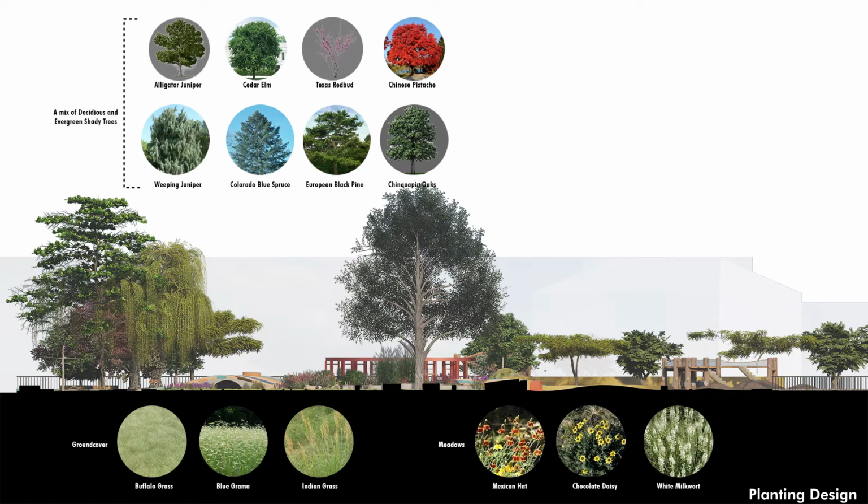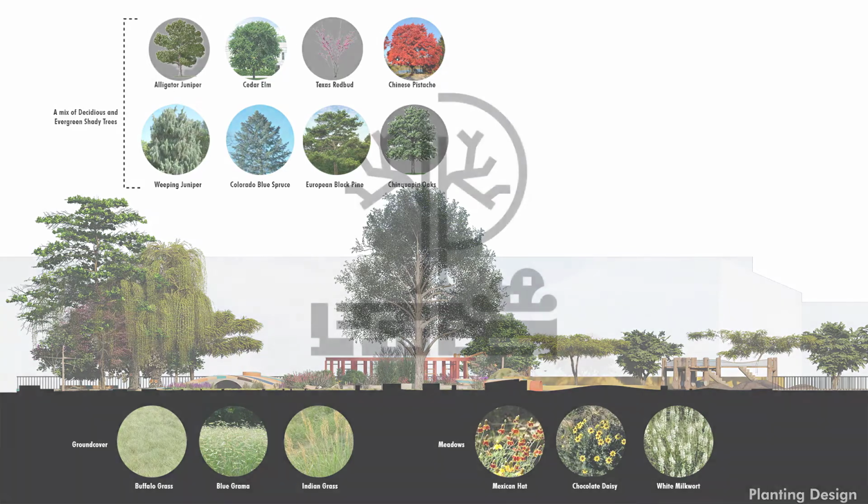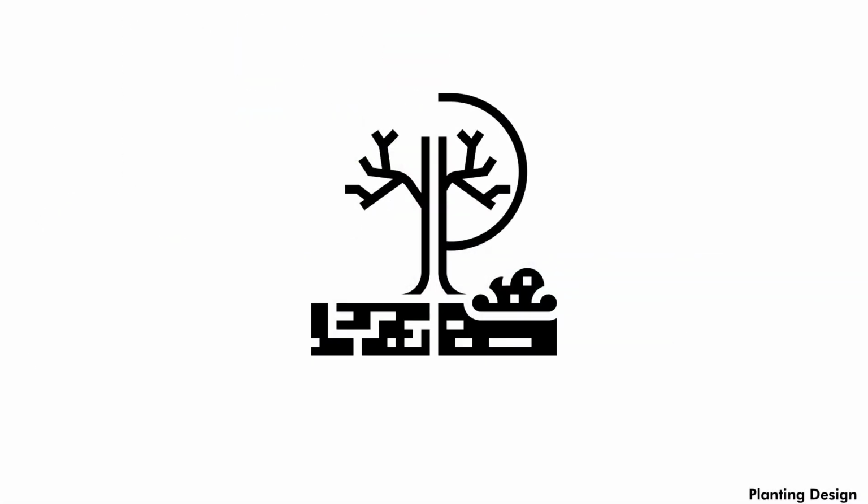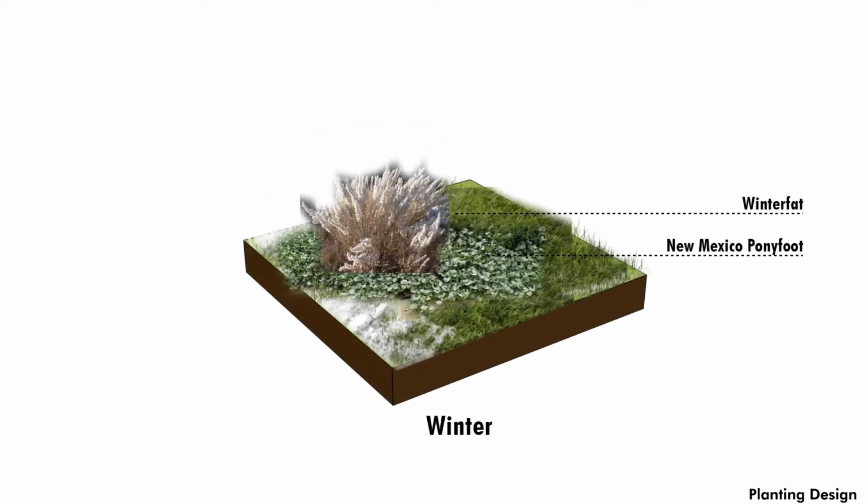A mix of all the seasons was kept in mind so that the extreme temperature difference between the seasons doesn't make the designed landscape totally barren. Therefore, for winter, trees like Mohr oak and Colorado pinyon are strategically used to provide foliage. And for ground cover, charming creeping barberry with rosy flowers, New Mexico ponyfoot, and winterfat are used.